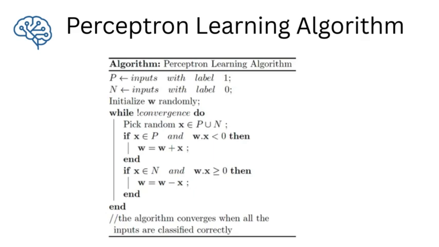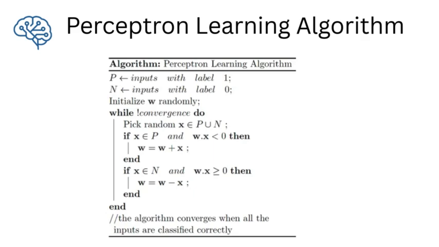First, pick a random input from either P or N. Next, if the input belongs to P, meaning its true label is 1, but the perceptron incorrectly classifies it as 0, then the dot product W times X will be less than 0. In that case, we update the weight by adding X. This shifts the decision boundary so that the perceptron becomes more likely to classify that point correctly next time.